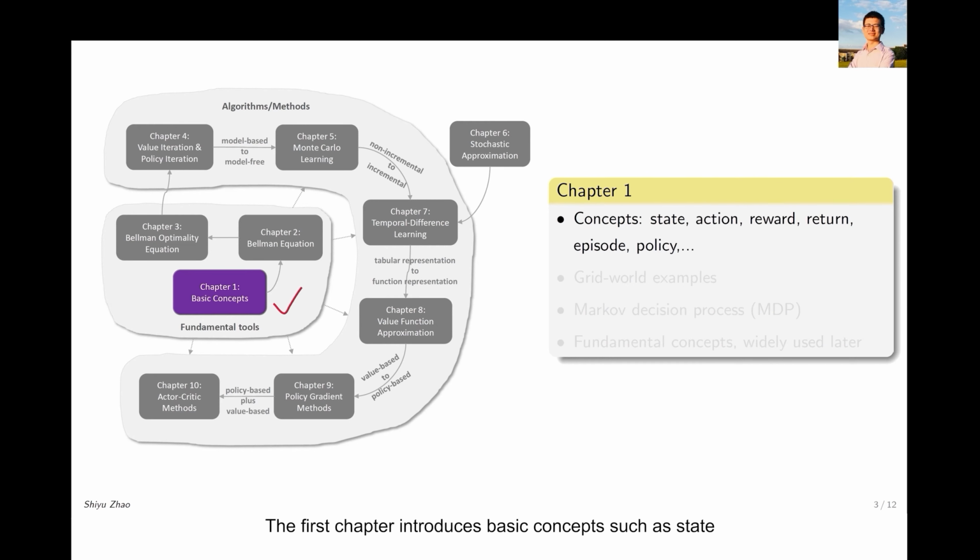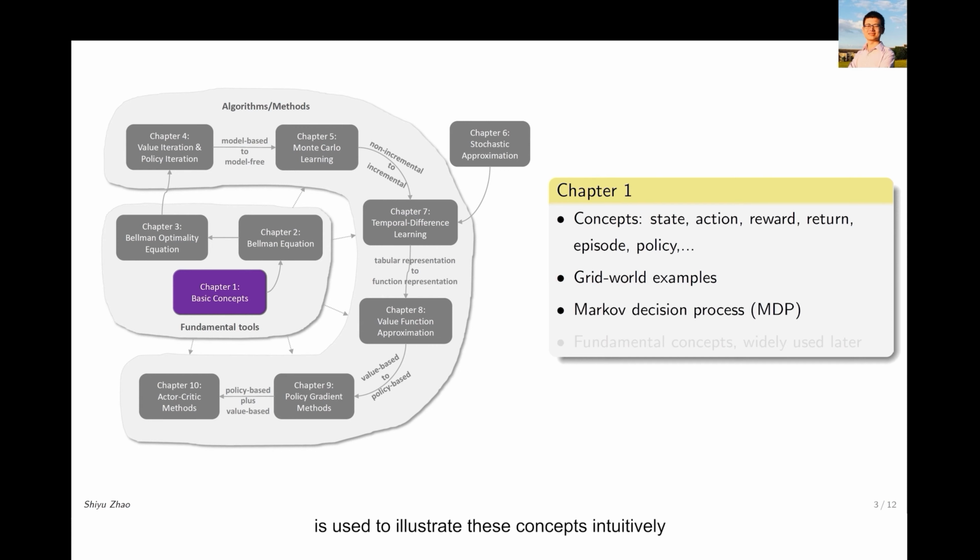The first chapter introduces basic concepts such as state, action, reward, return, episode, and policy. These concepts are crucial for understanding reinforcement learning and are widely used throughout the course. A grid world example involving a robot searching for a target area is used to illustrate these concepts intuitively. These ideas are then formally framed within the context of a Markov decision process, which is called MDP. Overall, the basic concepts introduced in the first chapter are fundamental and widely used in reinforcement learning.